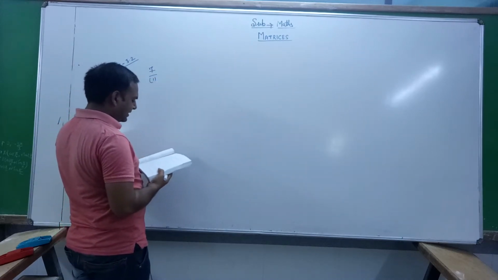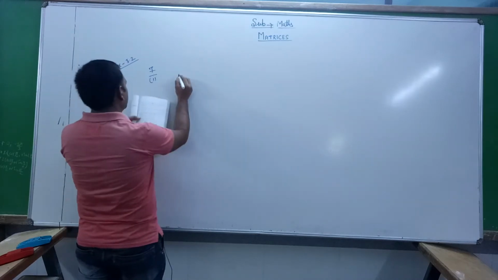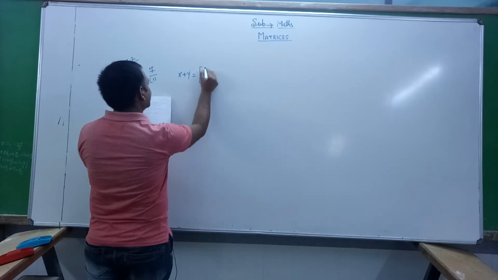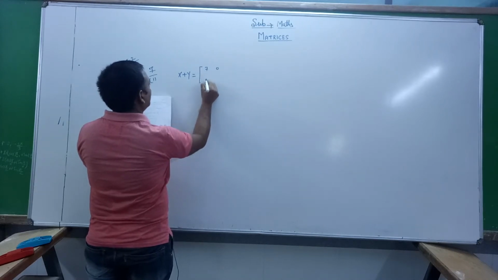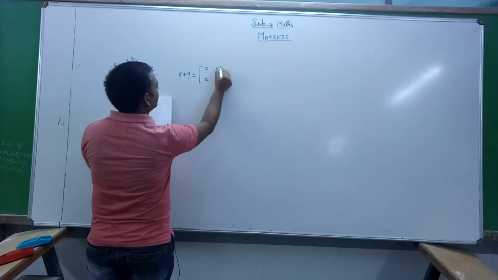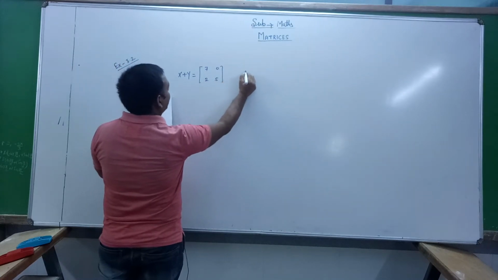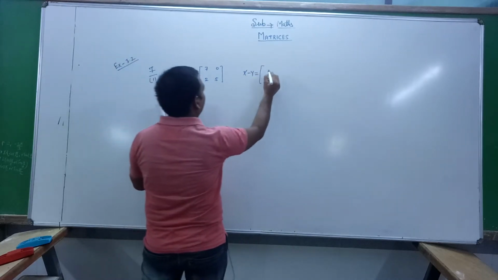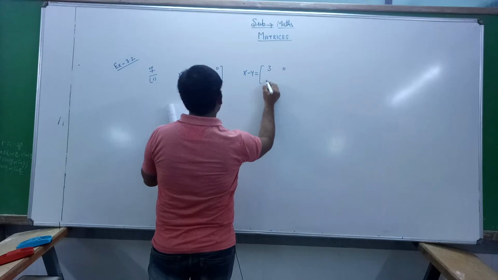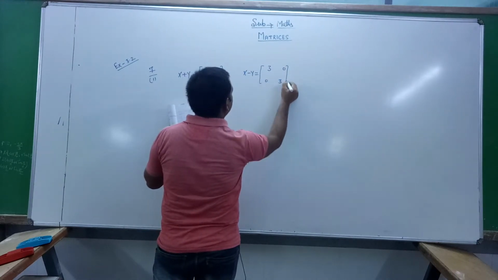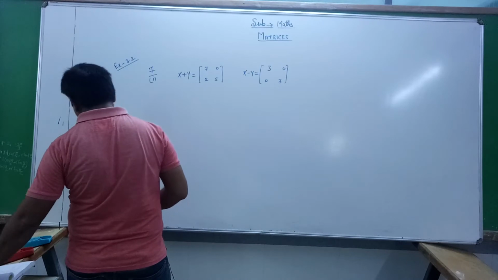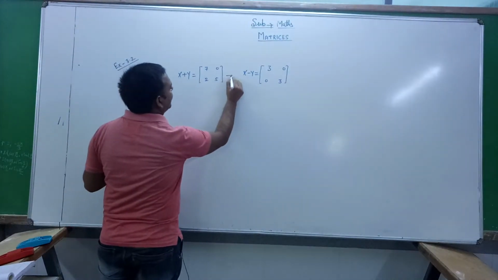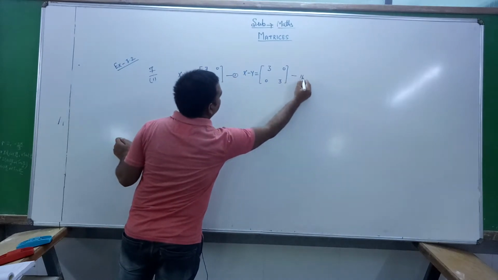Question numbers 1 and 2 are the same. So in question 1, x plus y is equal to the matrix 7 0 2 5, and x minus y is equal to the matrix 3 0 0 3. The question asks you to find the value of x and y. This is equation number 1 and that is equation number 2.